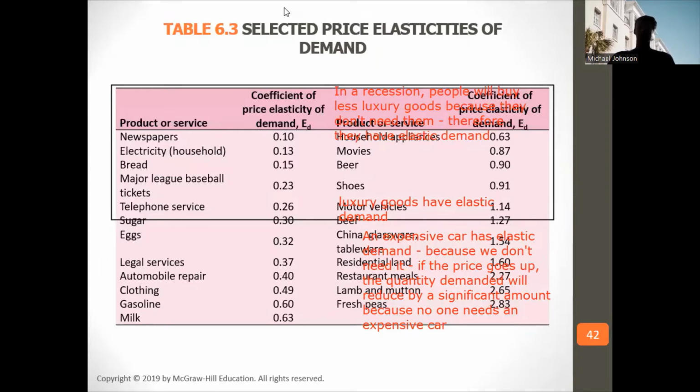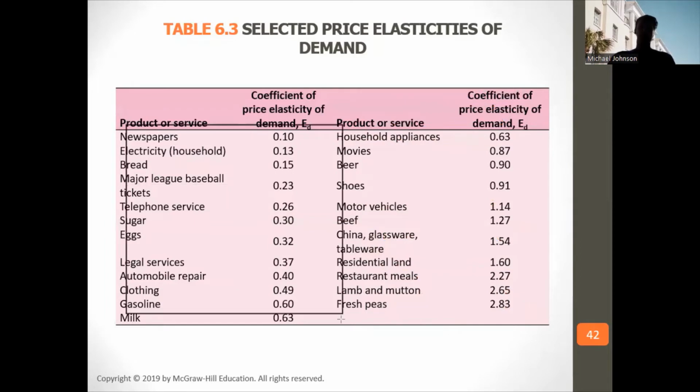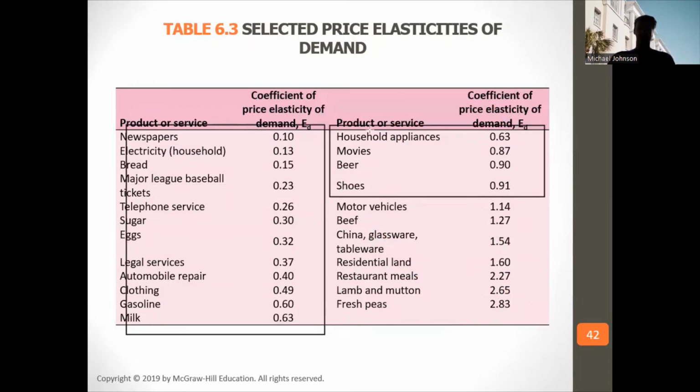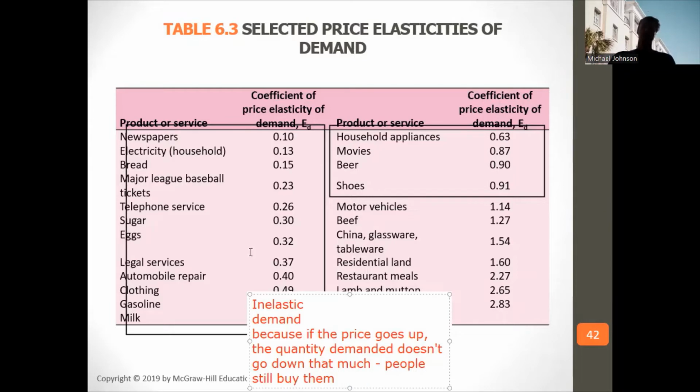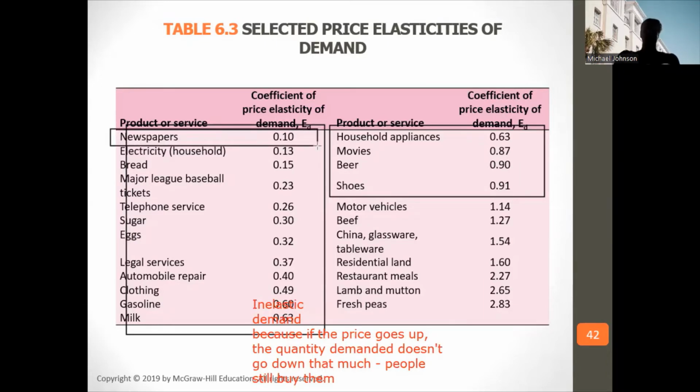So these goods listed here all have inelastic demand. The reason is that if the price goes up, quantity demanded doesn't go down that much. People still buy them. Like newspapers, meaning digital news now, like the New York Times online. If the price goes up, people will still buy it because they need it. Electricity, people need electricity, so they'll still buy it if the price goes up. People need bread to eat, they'll still buy bread if it goes up in price.